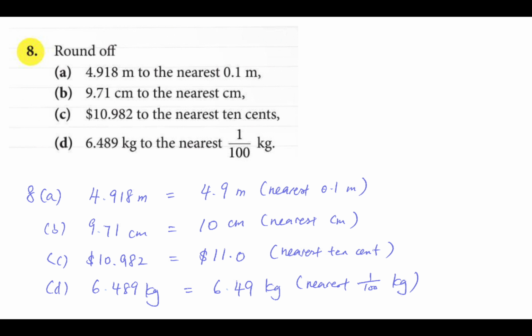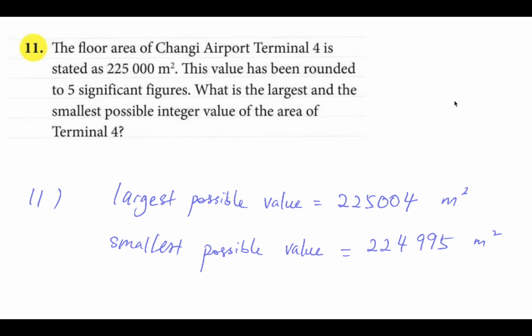Okay, next, to the nearest 1 over 100 kilogram. So 1 over 100 kilogram has the same meaning as 2 decimal places. So 6.489 becomes 6.49 kilograms.